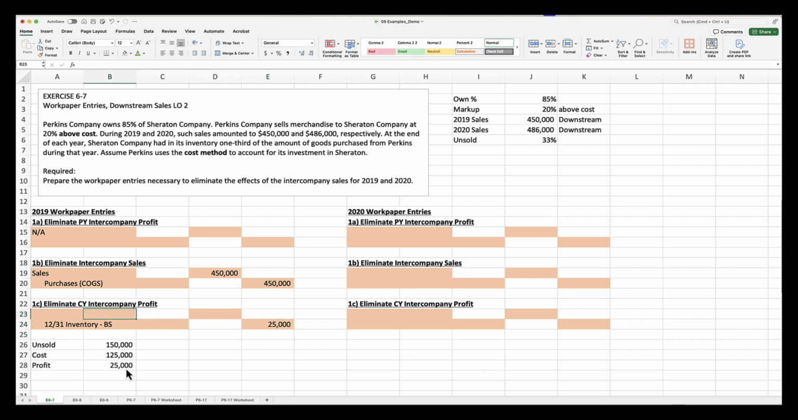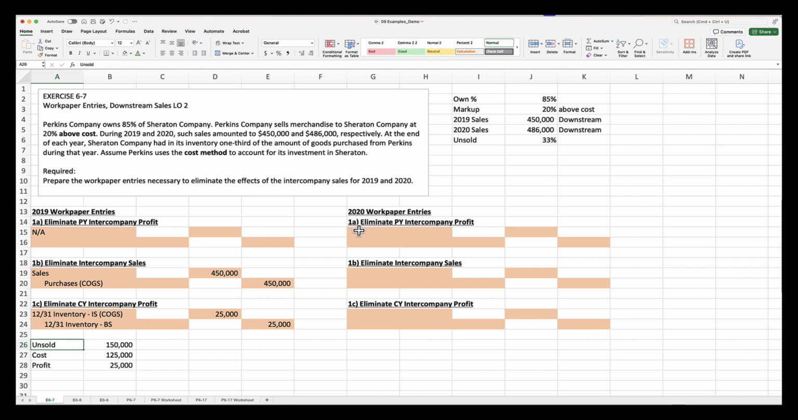Then we also want to mark it down in 12/31 inventory on the income statement to make sure that our cost of goods sold calculation on our income statement, and I should put cost of goods sold here, is accurate and not using an inflated ending balance of inventory in that calculation. And so that's really what keeps us from recognizing that profit in the current year.